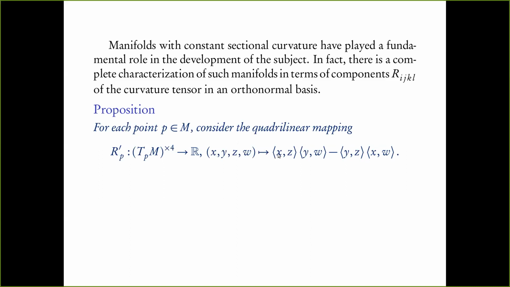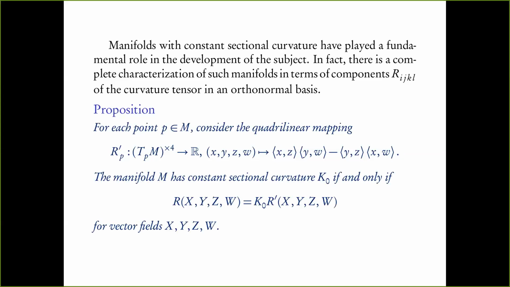And the definition is as given. So you pair X with Z times Y with W, and then you switch. And it's quadrilinear because it's linear in each of the variables, because the inner product is bilinear and every variable appears exactly once in each of the 2 terms. So that's why the linearity in all the 4 inputs. Okay, so here's the proposition.